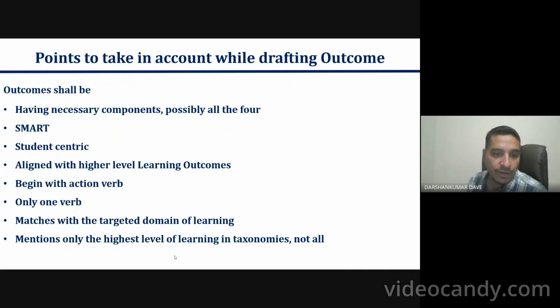The outcome should match the targeted domain of learning and mention only the highest level of learning in the taxonomy, not all. That is what I said. "My students will be able to design and solve." Instead of both, you have to take the higher one, that is solving. That is the key. These are the points you should keep in mind.